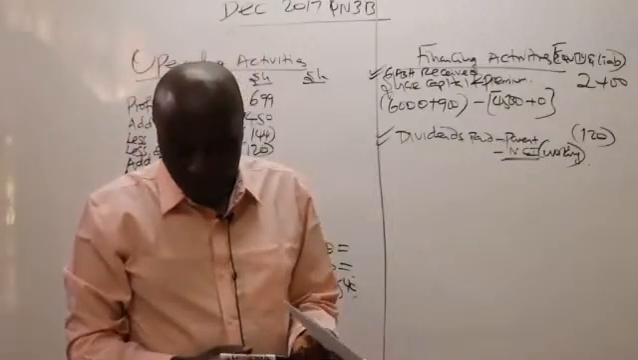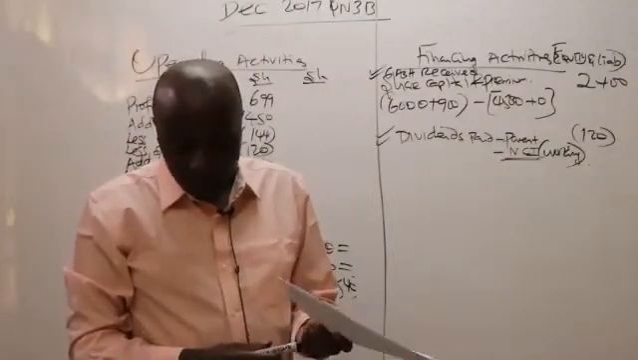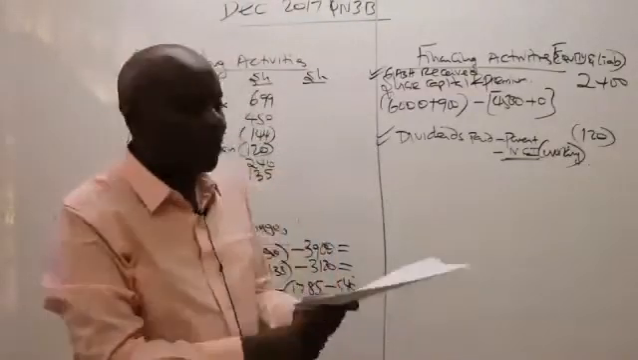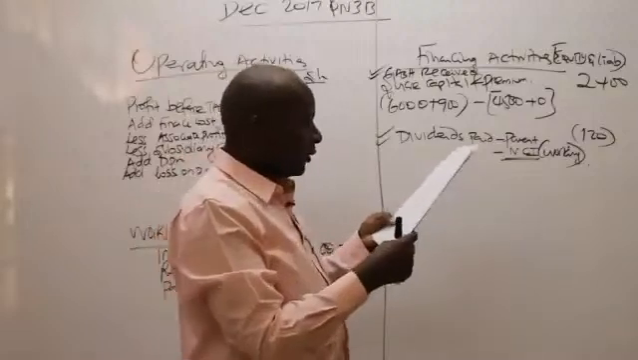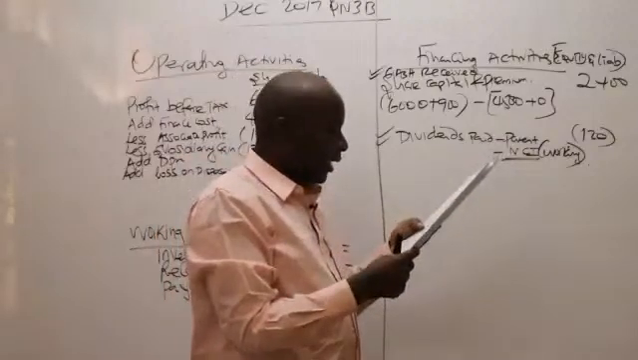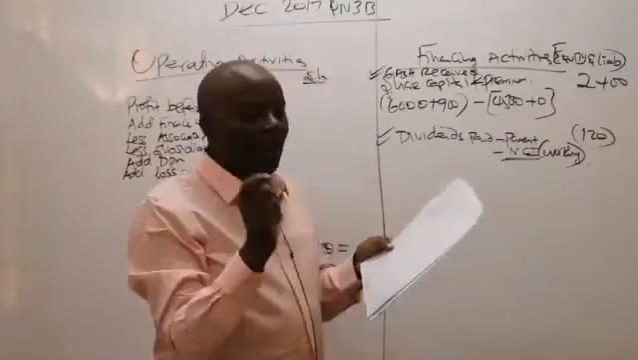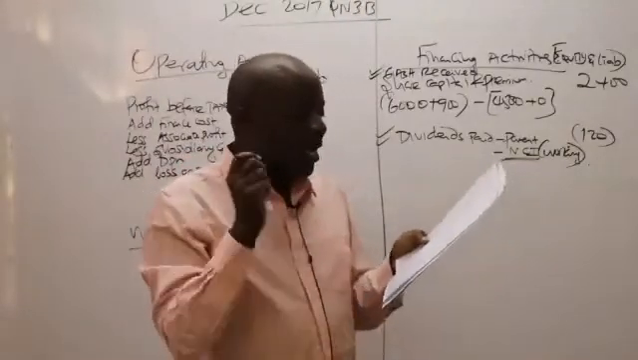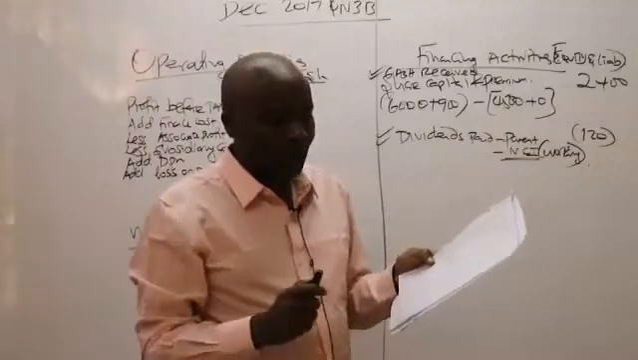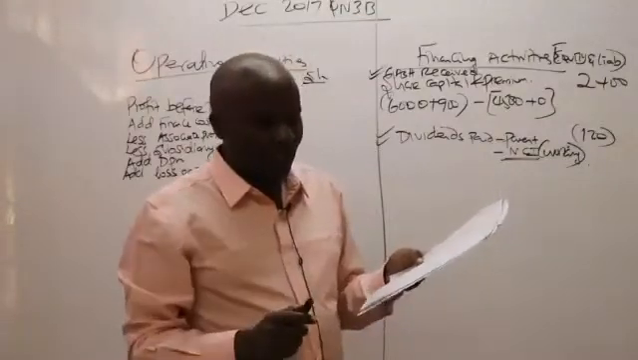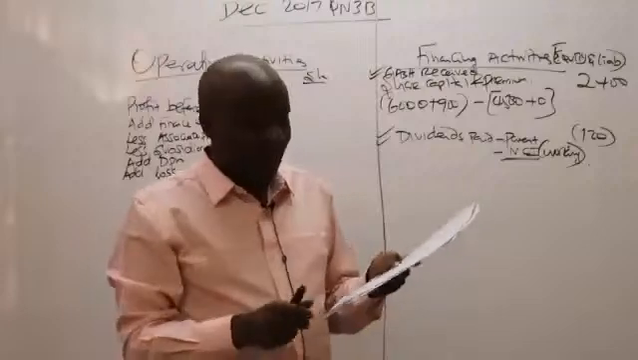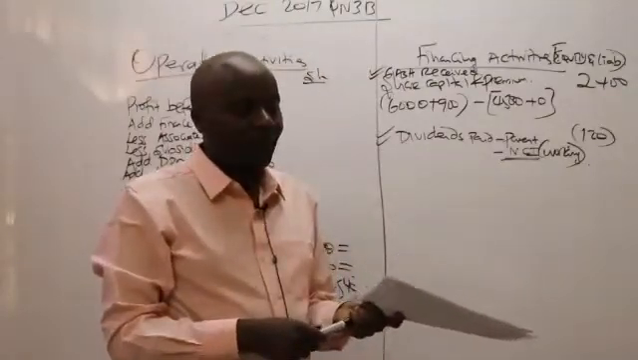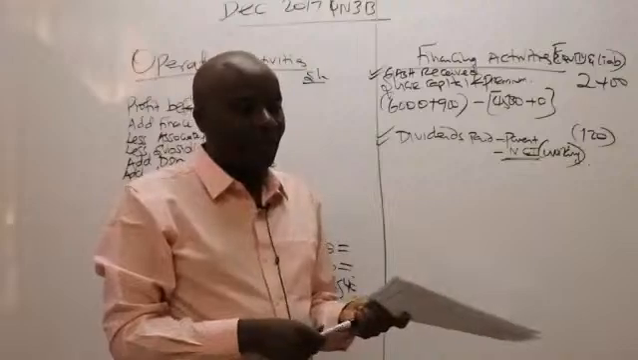Let me give you a minute to give me these bank loans. In this case, ladies and gentlemen, we have the bank loans there. You can see the bank loans that we have here have been accounted for under non-current liabilities. Great.